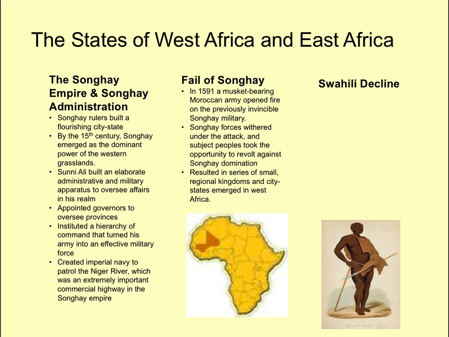So the fall of the Songhai came in 1591, when a musket-bearing Moroccan army attacked the previously invincible Songhai military. You have to remember, during this time they do not have all the European military technology that is available to Europeans. So limited military weaponry will hurt them and lead to their fall. Songhai's forces withered under the attack, and the subject peoples took the opportunity to revolt against Songhai domination. Whoever was a slave in the empire saw that they were getting attacked and thought this was the perfect time to rebel as well.